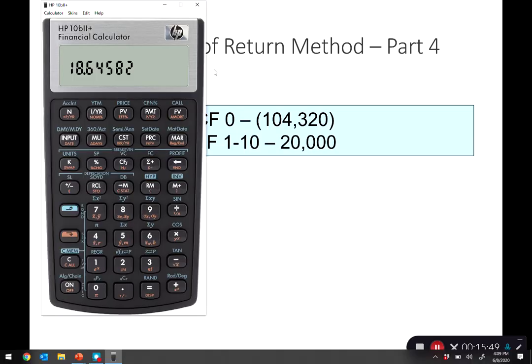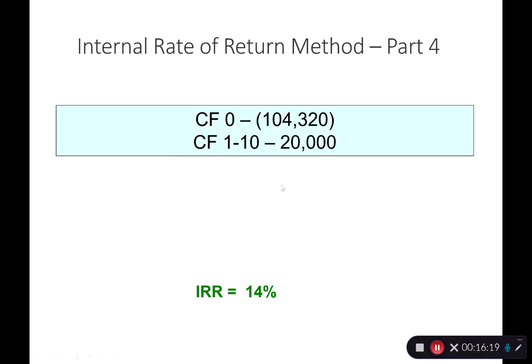So we pop that in our calculator. Clear, get rid of the old stuff, put 104,320 in, negative because it's an outflow, and then the cost savings is an inflow because that saves money, and that's cash flow 1 to 10. So you just hit this 10 times, 1, 2, 3, 4, 5, 6, 7, 8, 9, 10. Then we hit the shift button and the IRR button, and it gives us an internal rate of return of 14%. So we would need to compare that to the company's minimum, and if 14 is above the minimum, we would accept the investment. If not, we would reject it.